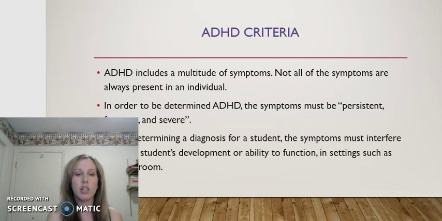So the criteria for ADHD, this is a little bit of a breakdown of it. ADHD, of course, has a multitude of symptoms. I think one of the resources I found says it can have up to 18 different symptoms. Not all of the symptoms are always present in a child or a person who has the disorder. They may have just a few of them. They could have all of them. It just really varies from one person to the next.